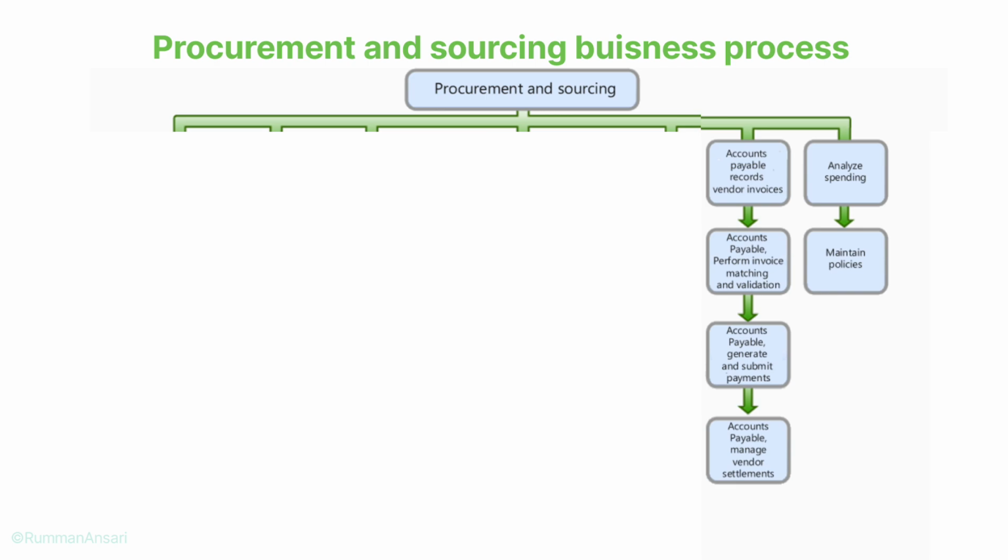Now in the diagram, as you can see, there is an analyze spending block, and beneath it there is a step involved, maintain policies. What does that actually mean? Why is analyzing spending required? Because it reviews the procurement performance and the vendor spend. Why? Because it enables strategic sourcing, decision making and budget control. That is why analyzing spending is required. How can it be done? It can be done using the spend analytics report.